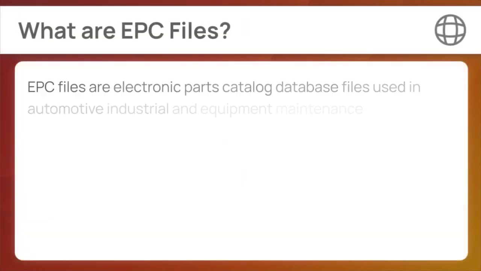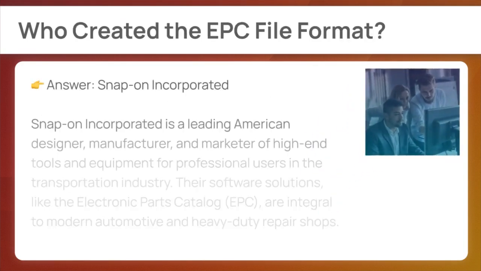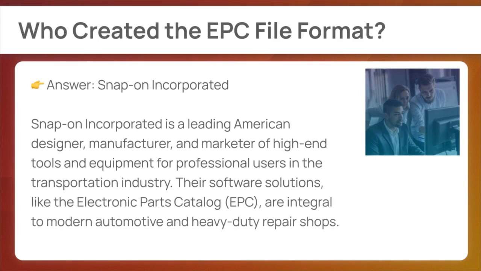EPC files are electronic parts catalog database files used in automotive, industrial, and equipment maintenance environments. They contain structured parts data, including part numbers, descriptions, illustrations, cross-references, pricing, and fitment information, organized by assembly and subassembly hierarchy for efficient parts identification and ordering.